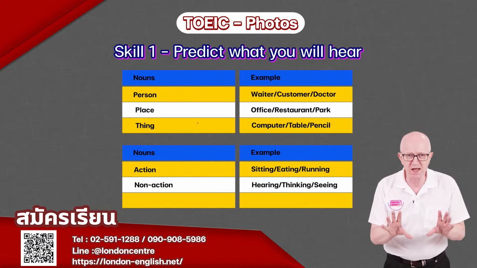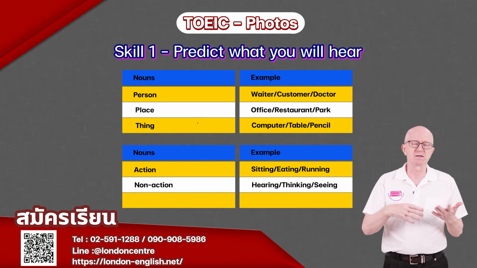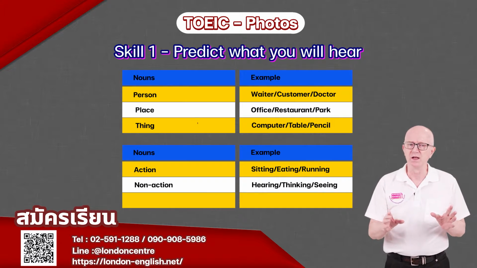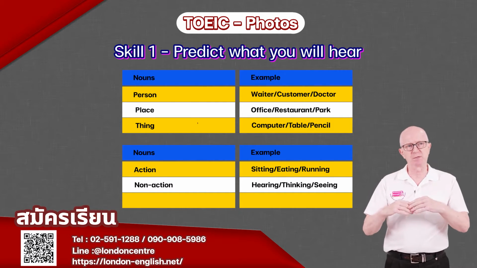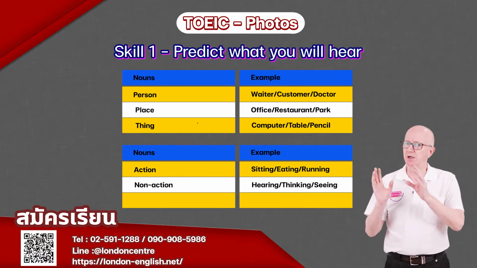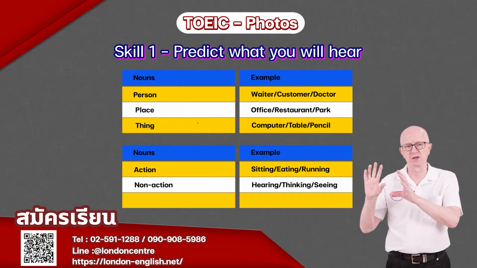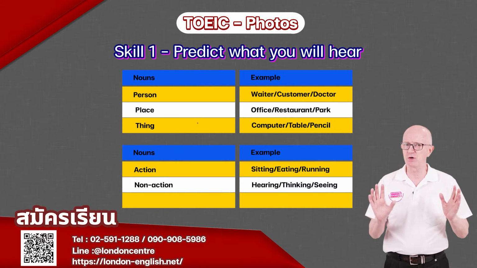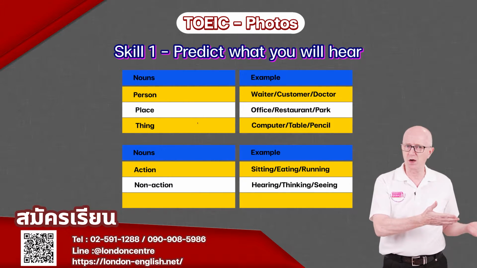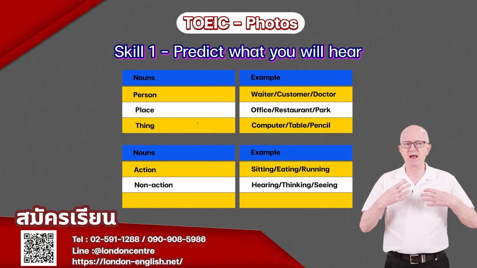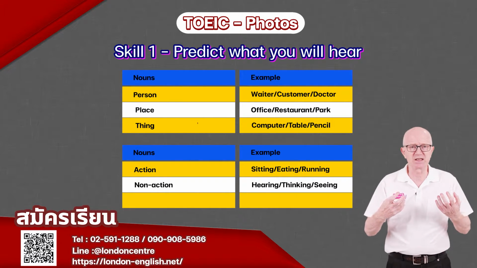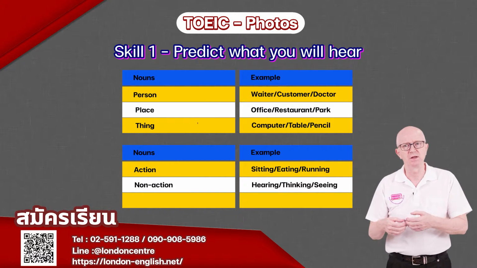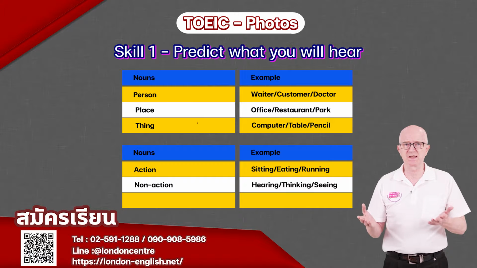So what is a noun? Well, a noun is anything. It's a person, a place, or a thing. For example, a person could be somebody like a waiter, a customer in a restaurant, a doctor in a hospital. A place could be an office, a restaurant, a park outside. And then we have things. Well, things are everything. So like a computer, a table, even a pencil, as an example.